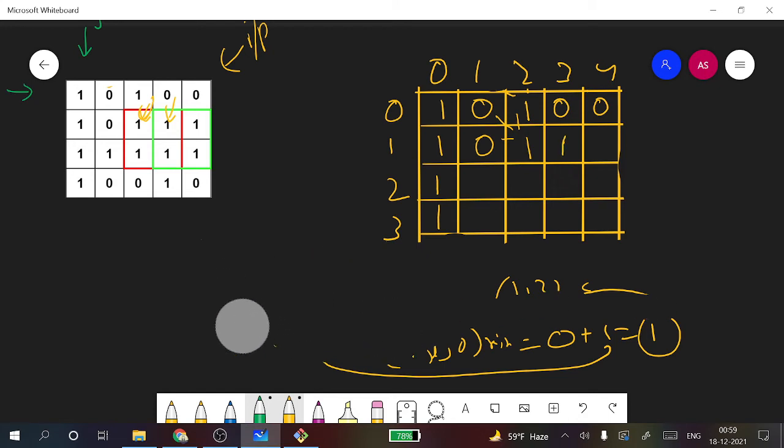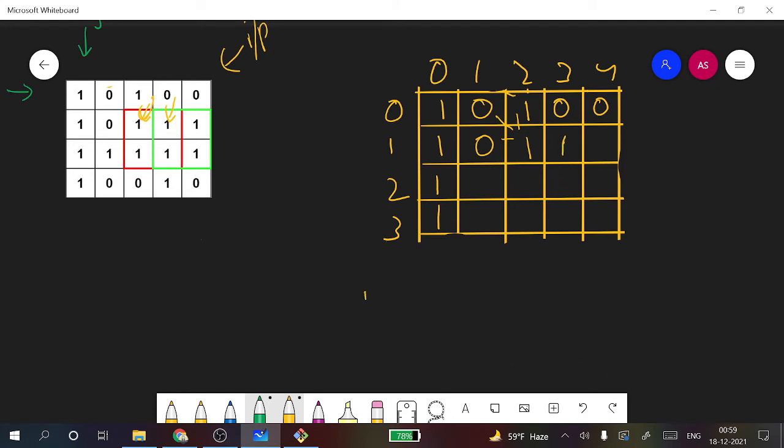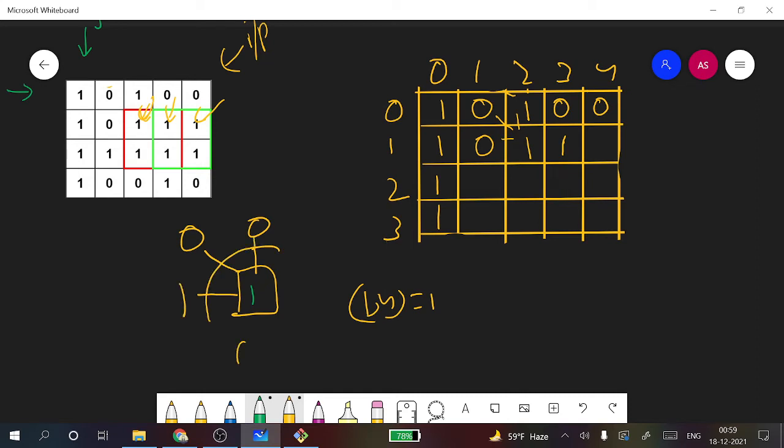Now let's try to analyze this for 1, 4. Our 1, 4 value is 1, so we can consider this 1, 4 element, but on the top we have this 0. Here also in the diagonal we have 0. On the right we have 1. The minimum of these three is 0. We'll be adding 1 by considering this element, so its answer would be 1. For 1, 4 the answer is 1.